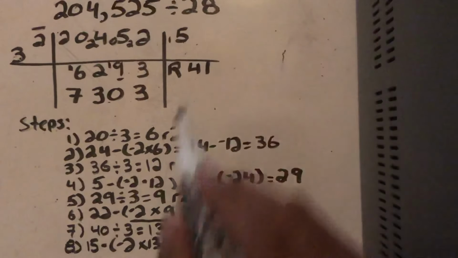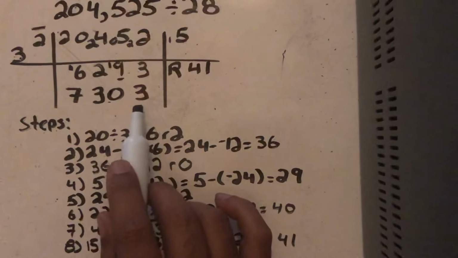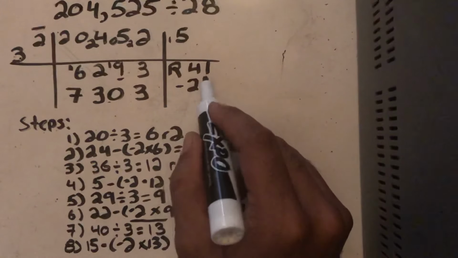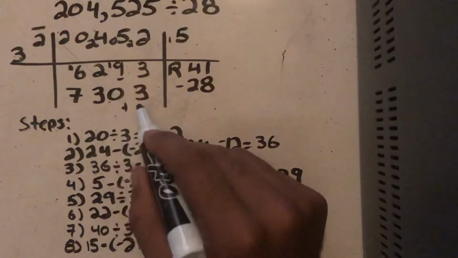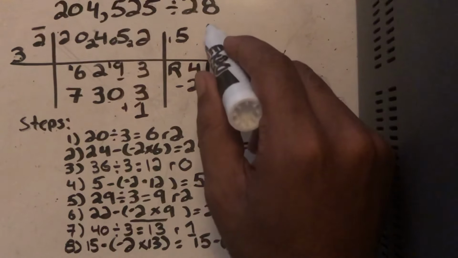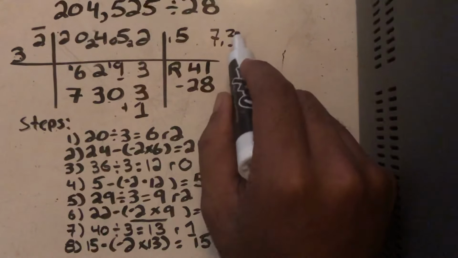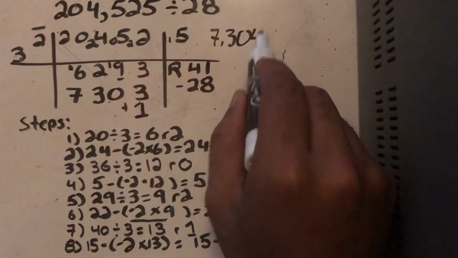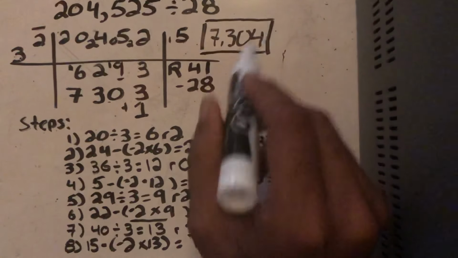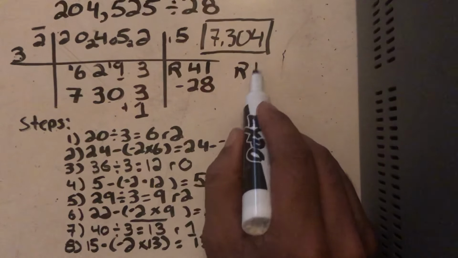Now, the remainder is too great. So what I have to do is take my quotient figure one more time and take away the divisor. So it was not 32, it was 28. I'm going to take away 28 here. I'm going to add 1 here. So the final answer is going to be, I'm going to write it right here, 7,304. Okay? And our remainder is going to be what? 41 minus 28 is 13. Okay?